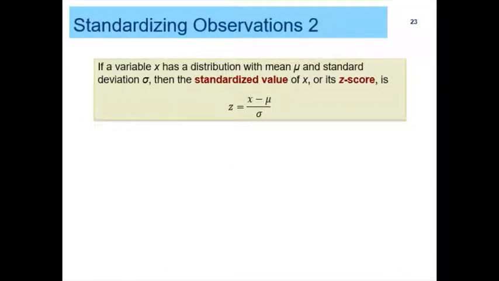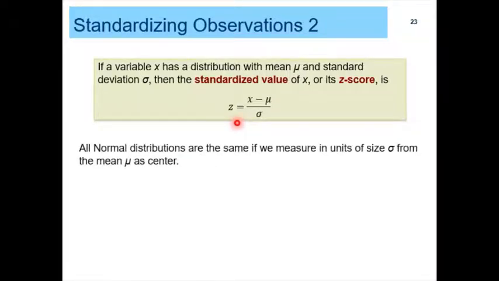So we have to standardize the observation. Here we are talking about if a variable x has a distribution with mean mu and standard deviation sigma, then the standardized value of x, or its z-score, is x minus mu divided by sigma. So this is a very important concept, the z-score, and we will understand it.